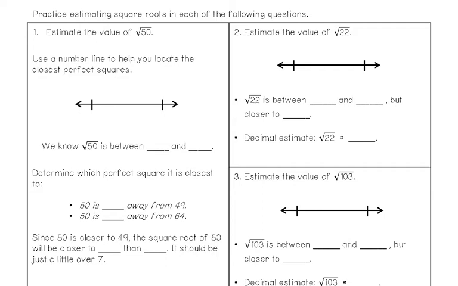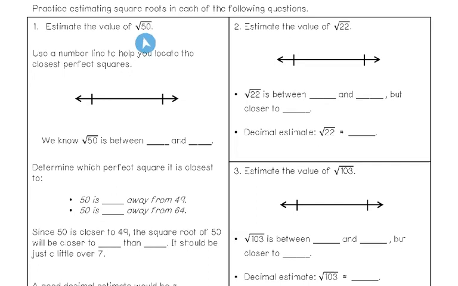So look at these instructions. They say practice estimating, remember just guessing square roots in each of the following questions. So we're making educated guesses. It says estimate the value of the square root of 50. Use a number line to help you locate the closest perfect squares. We know that 50 is not a perfect square.